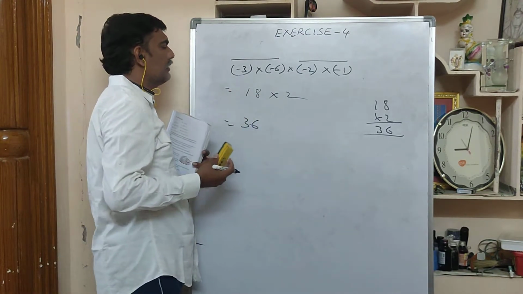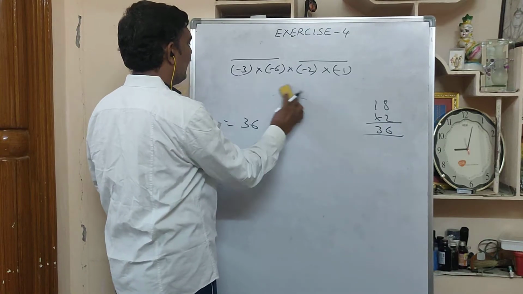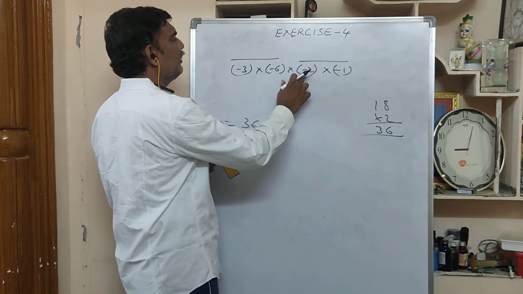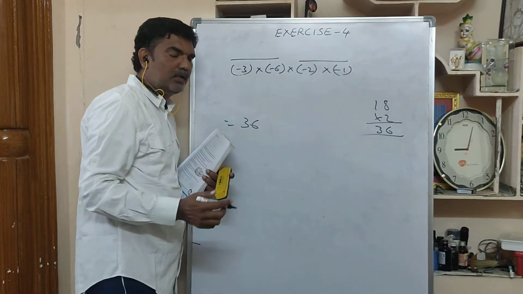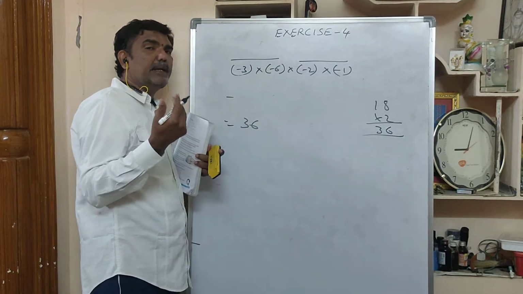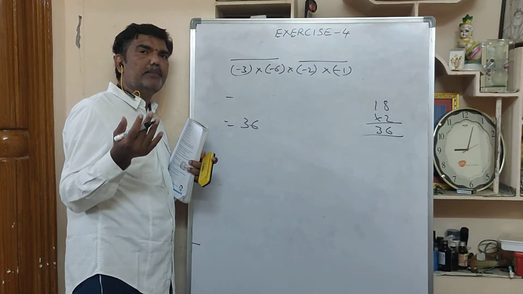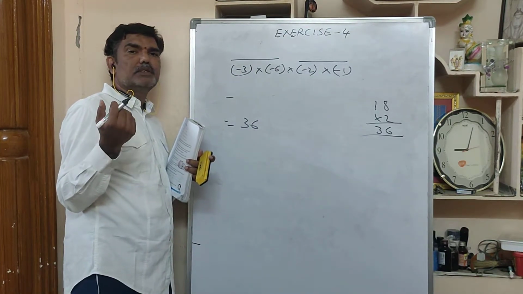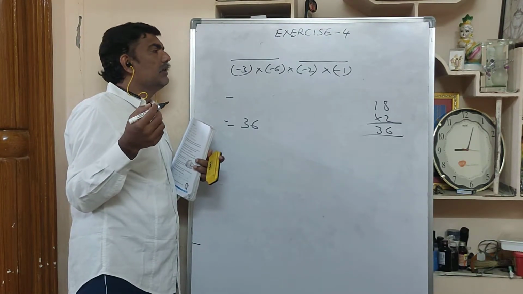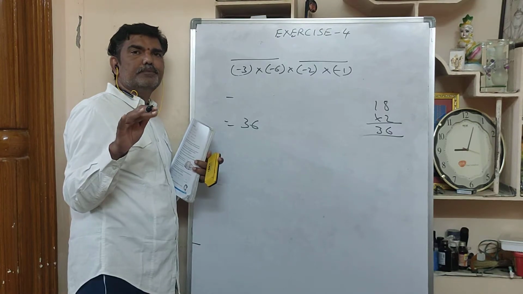Some students, how they will do is directly they will write the answer here. Minus into minus into minus into minus. If you multiply minus an even number of times, even means 2 times, 4 times, 6 times, 8 times, like that, then you will get positive only.